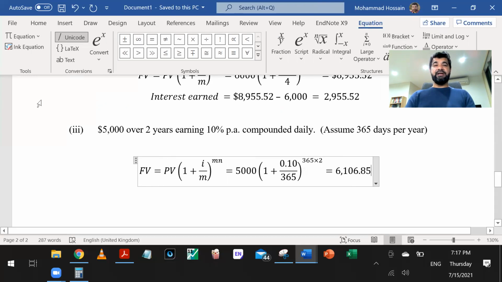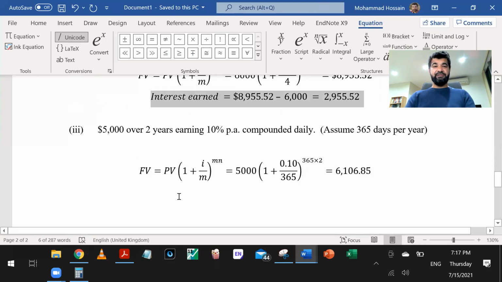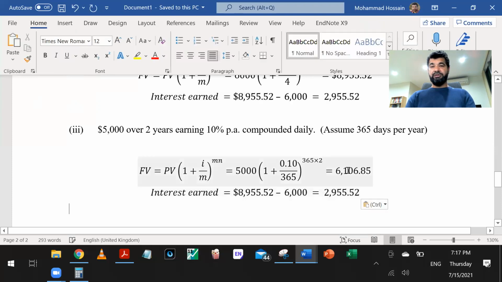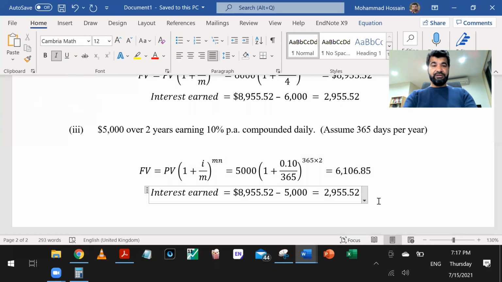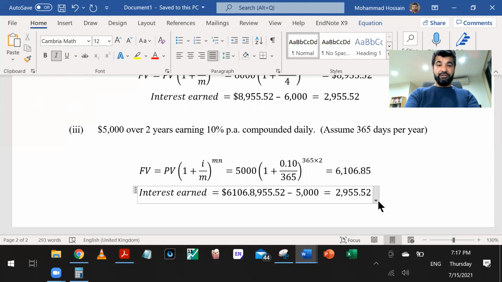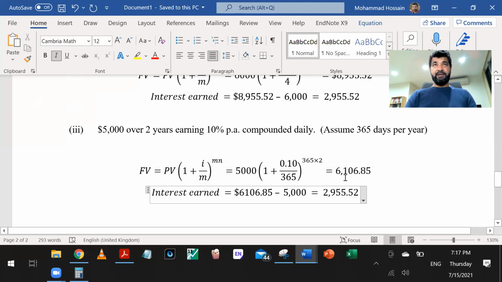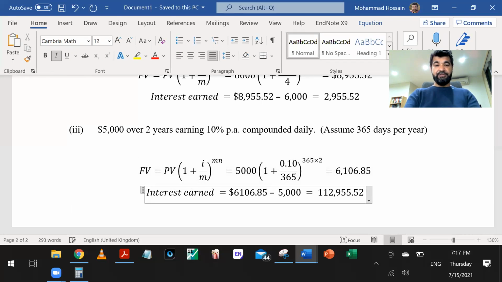That's it. How much interest has been earned? Very simple. So these minus 5,000. And the answer is 6,106.85 minus 5,000.